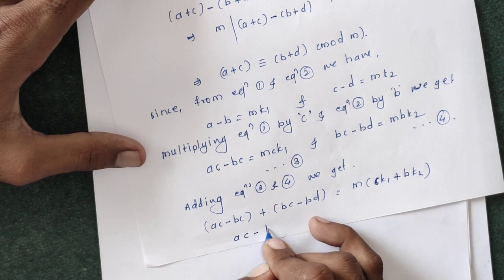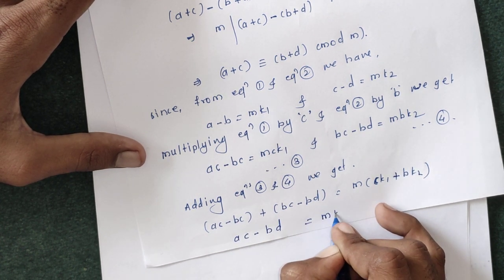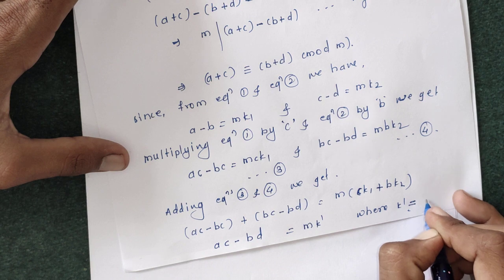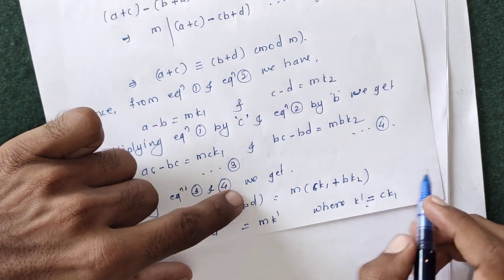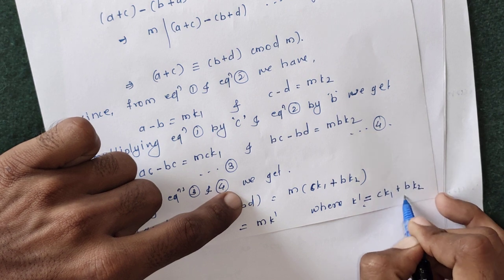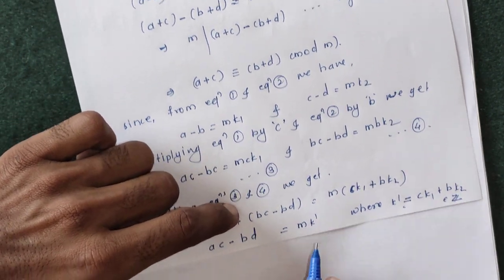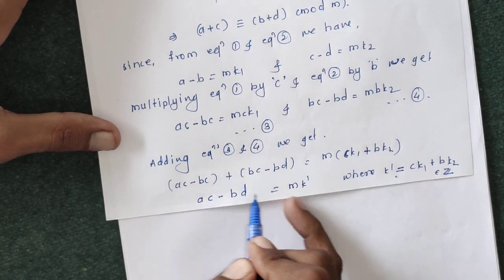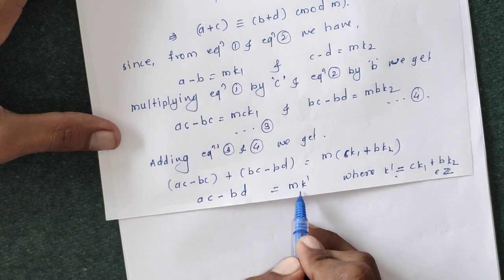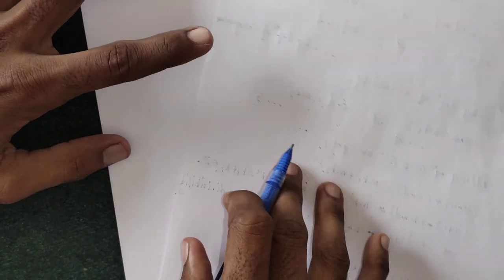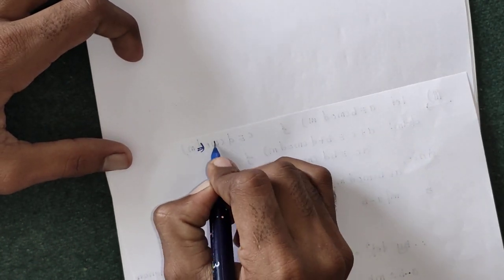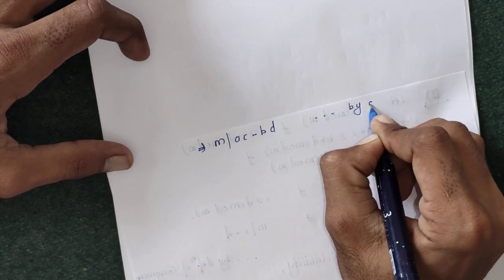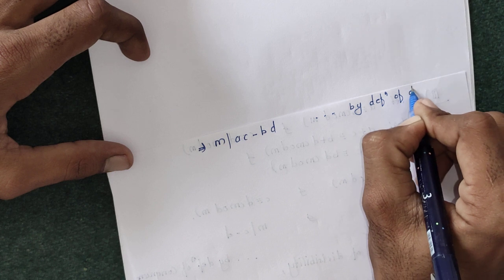So AC minus BD is equal to m into some k prime, where this k prime is equal to C k1 plus B k2, which is again an integer. So we get m k prime is equal to AC minus BD. So this gives m divides AC minus BD, using the definition of divisibility.